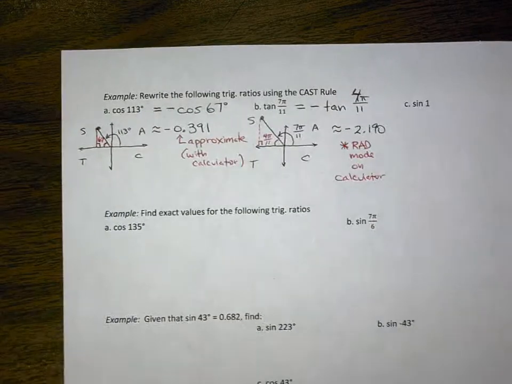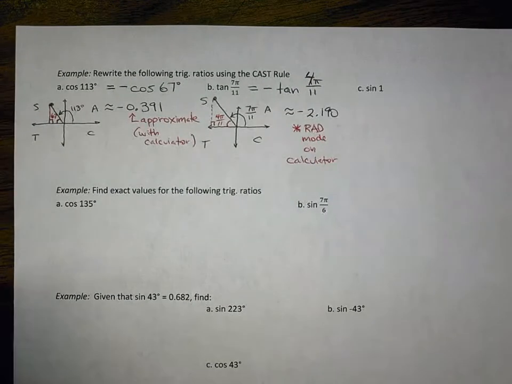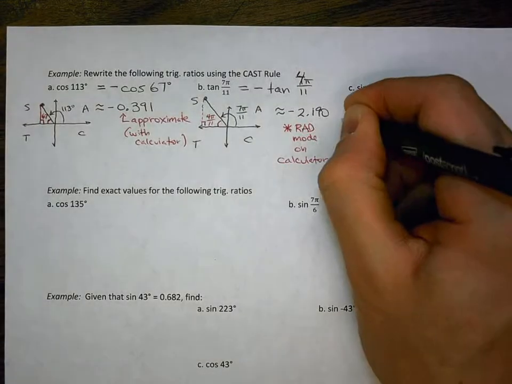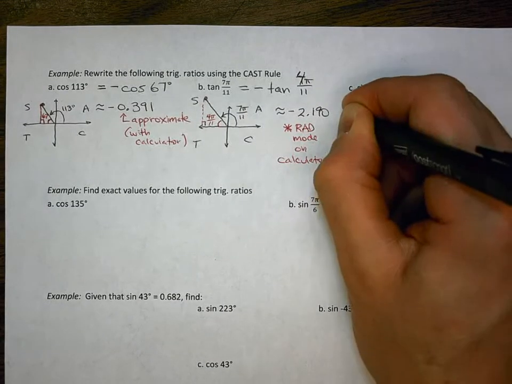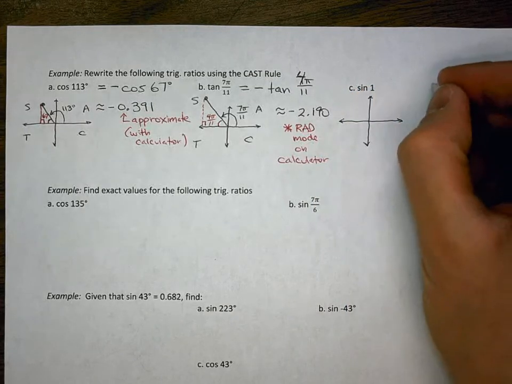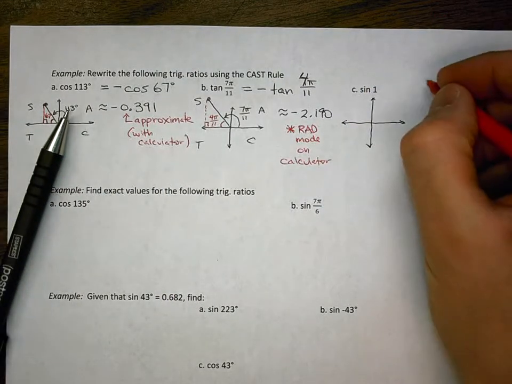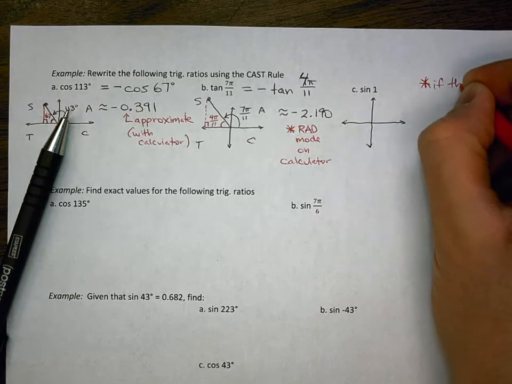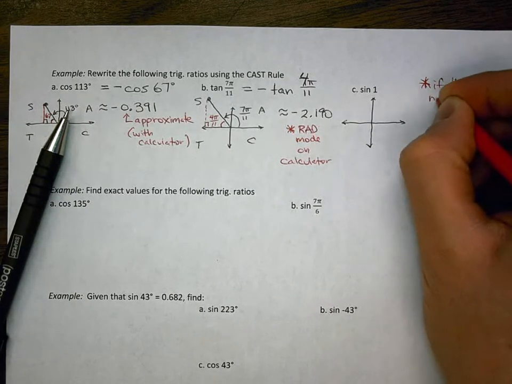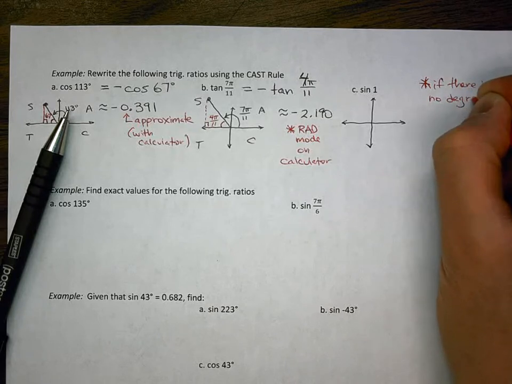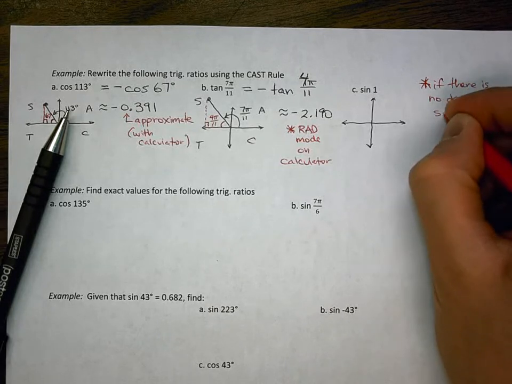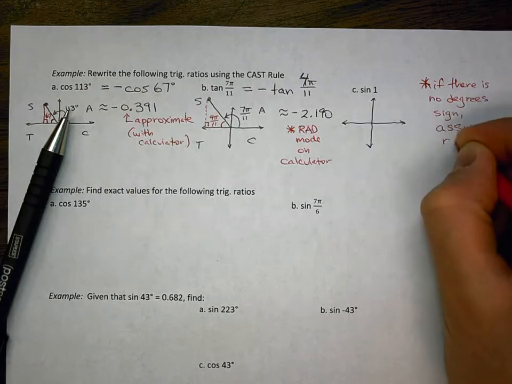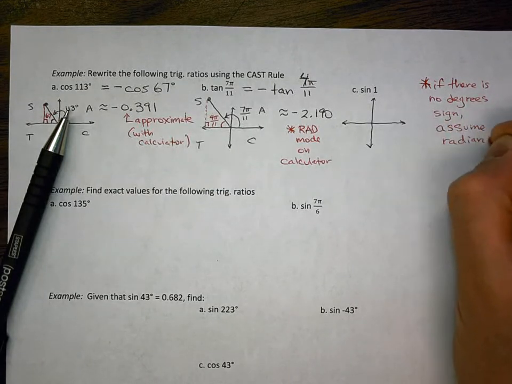Okay, let's keep going. Sine 1. What is that? Well, I'm going to sketch this. This is an important thing to note here. If there are no degrees sign, assume radians. In fact, you should just always assume radians.